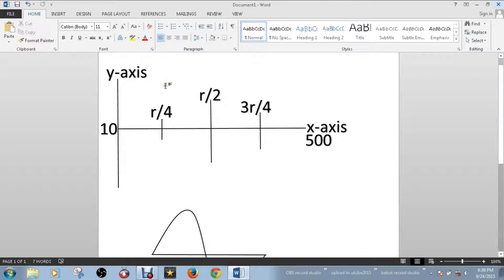Consider this as a graph. This is the y-axis and this is the x-axis. The values 10 and 500 are x-axis values. This line starts at the value 10 and ends at the value 500, that is, x-axis value 500.